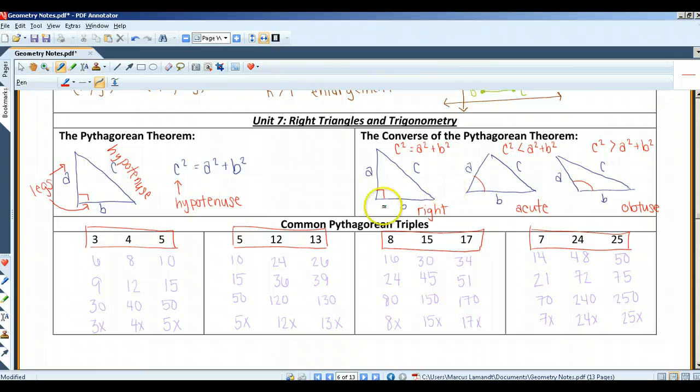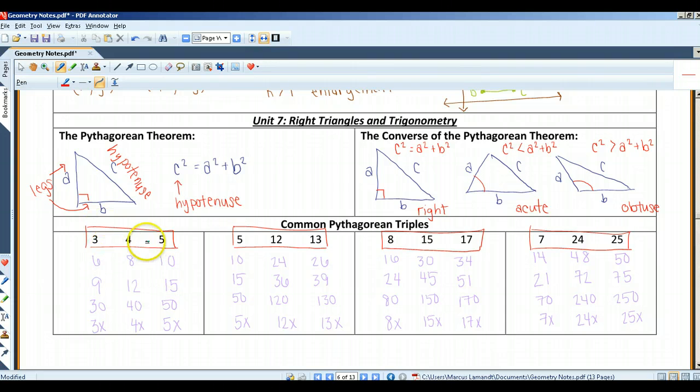A Pythagorean triple is a set of three positive integers a, b, and c that satisfy this equation, c squared equals a squared plus b squared. The most common Pythagorean triples are the ones that I typed out for you and then I drew a box around them. The other triples below are the result of multiplying each integer by the same factor.